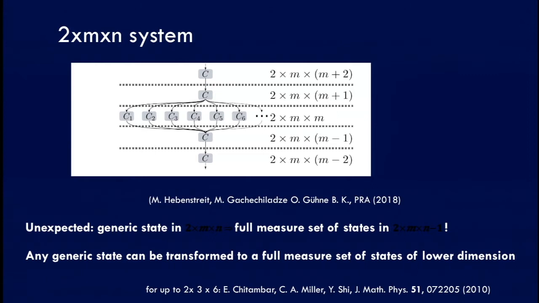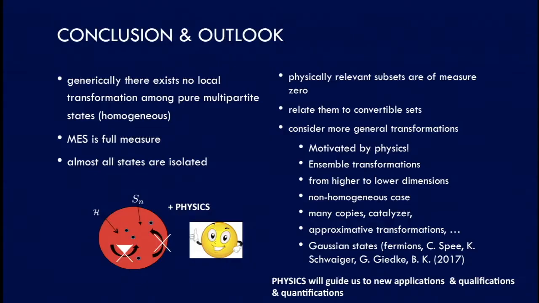And even for this smallest dimension, you can prove that not only there exists one state that can be transformed to all the SLOCC classes, but any state. Okay, so you pick an arbitrary state. Okay, this was pretty surprising. Okay, so now let me conclude.